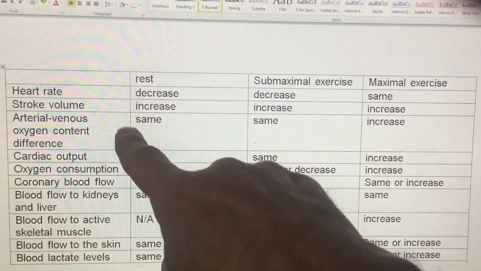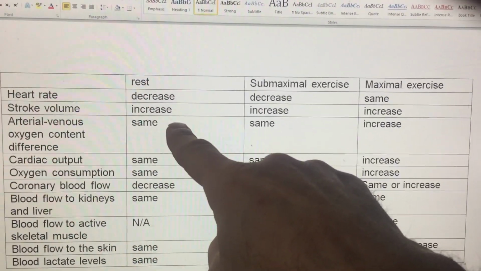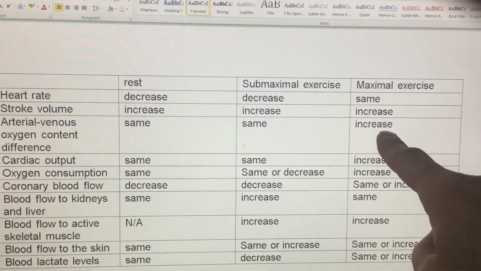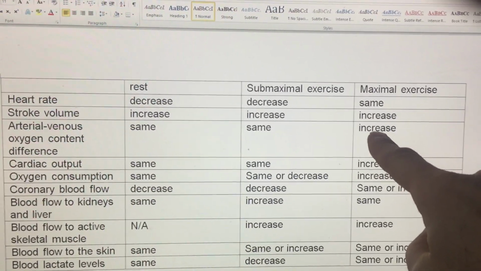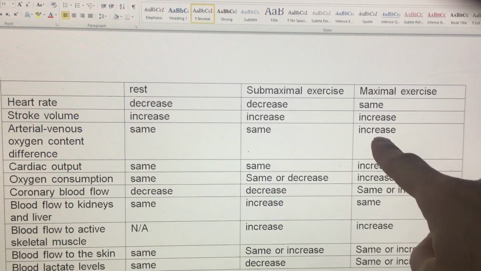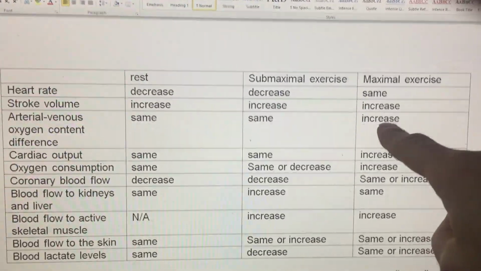You can see your AVO2 difference. This is your oxygen extraction at your tissues. It stays the same, but it increases at maximal exercise. So you become better at extracting oxygen at a greater exercise intensity. This is mainly because you're going to a greater exercise intensity.